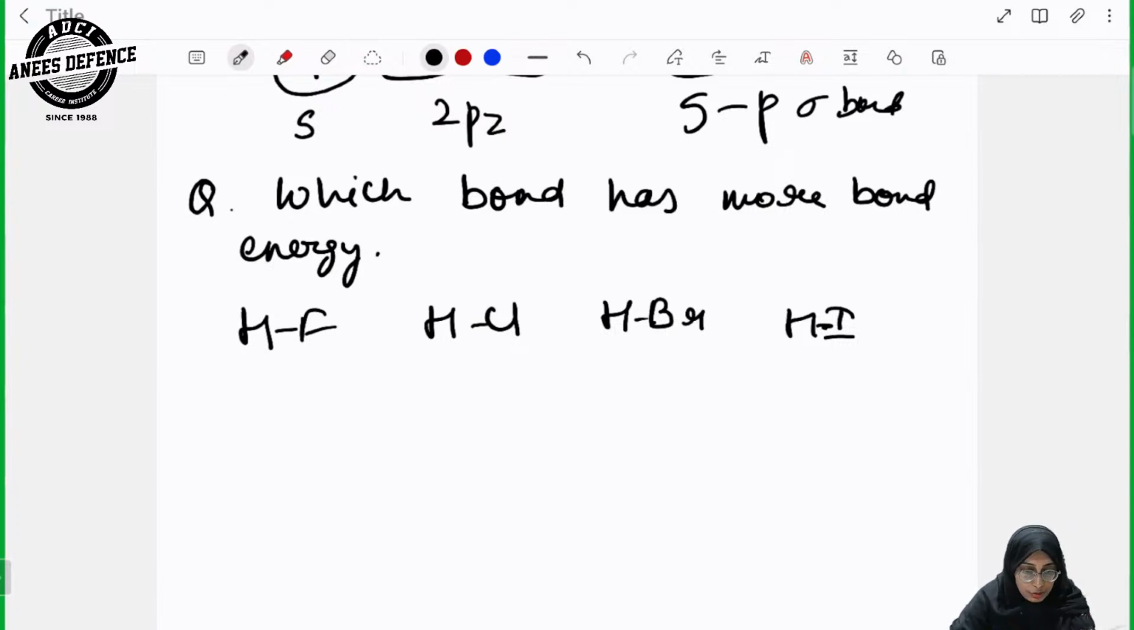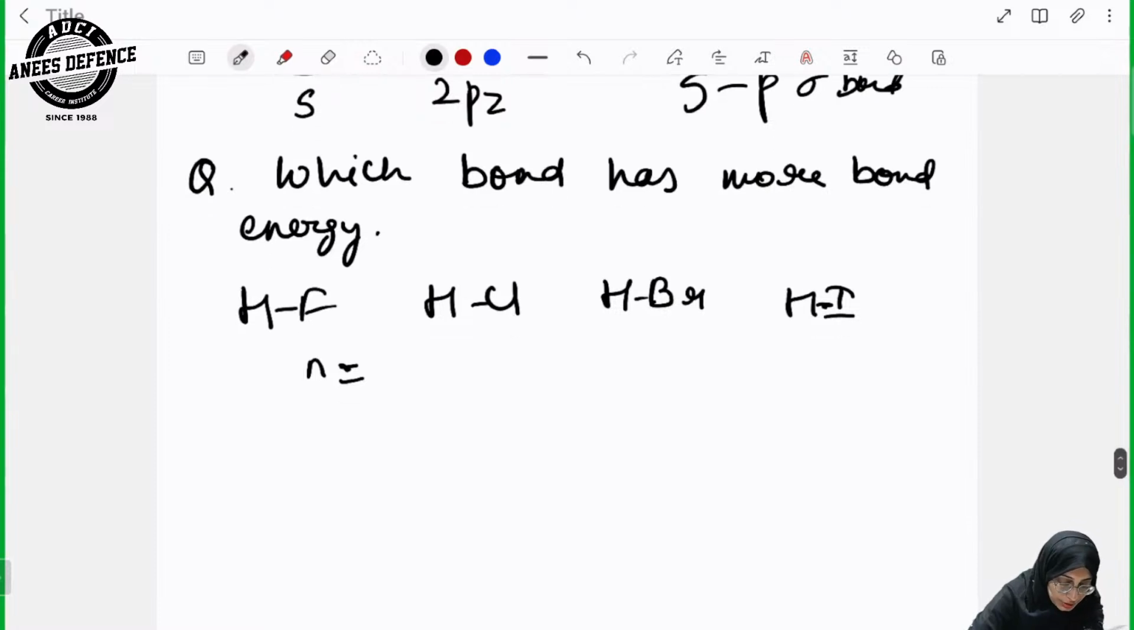See, overlapping will be more. We'll see first n. What is n? n tells the number of the shell. If n is lesser, it is close to the nucleus. Close to the nucleus means more bond energy. More closer to the nucleus, more bond energy.